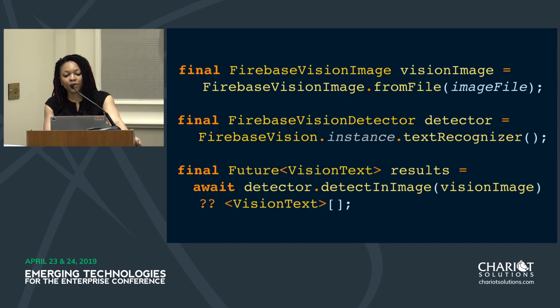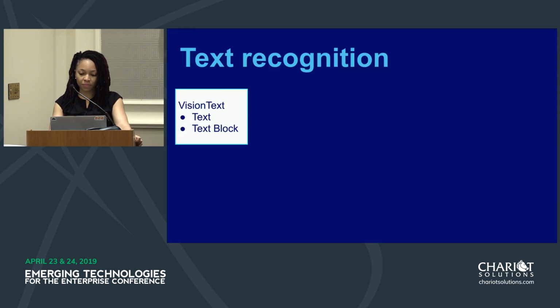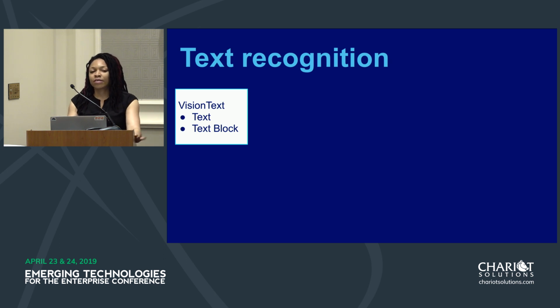It's the same as before, just 3 lines of code. You get the vision image, read it from a file, and you get the text recognizer, and then you detect the text in the image. So it returns a vision text, which you'll see in the next slide. Vision text contains text and text blocks.